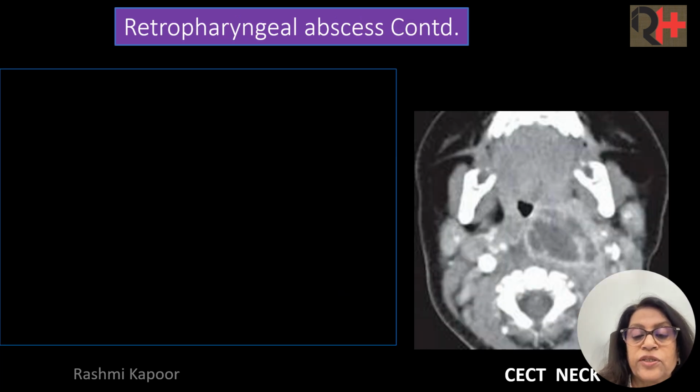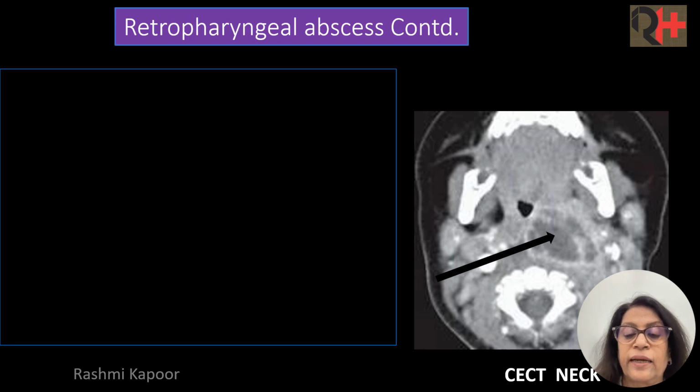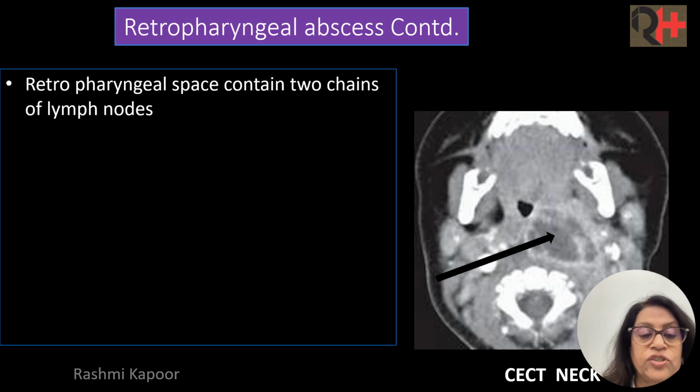Retropharyngeal abscess can be diagnosed on CT. So we did the CT neck, and we can see a shadow which is the abscess behind the pharyngeal wall, and sometimes you may see air fluid levels also. CT is the only diagnostic modality to find out retropharyngeal abscess.